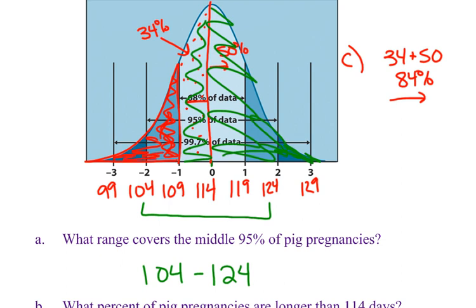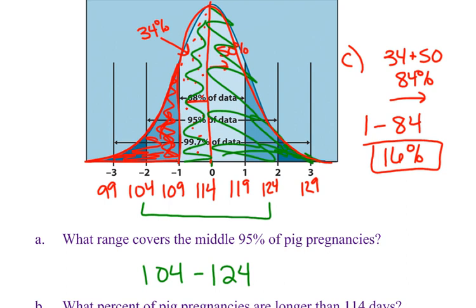So 100% of your data values lie under this curve. I don't think I've mentioned that before. 100% lie under this curve. So I can take 1 minus 84, and you will find that 16% of your data values are going to be less or shorter than 109 days. So 16% of pigs are less than 109 days. Now you maybe came up with that answer a different way than what I just showed you. There are a couple ways, 2 or 3 ways you could manipulate this to get the same answer. I don't care how you come up with it as long as you get the 16.